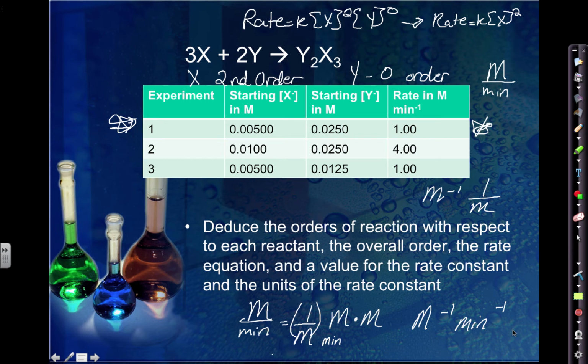Now, if you don't like my method of figuring it out, I'm going to tell you what the units should be for each type of order. And you can memorize that if you want, but I'm not a big fan of memorizing, so that's up to you.